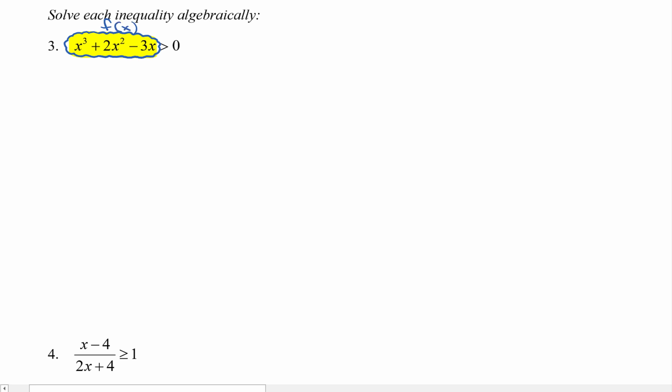I'm going to treat this first part as our f of x, and it's already on the left-hand side, so I don't have to do any work because it's already there. It's on the left. Didn't have to move anything around. And our 0, it's already on the right. And then my inequality, I can just read it from left to right, right? It just says, when is f of x greater than 0? Strictly greater than. So we're ready to move on to the next step.